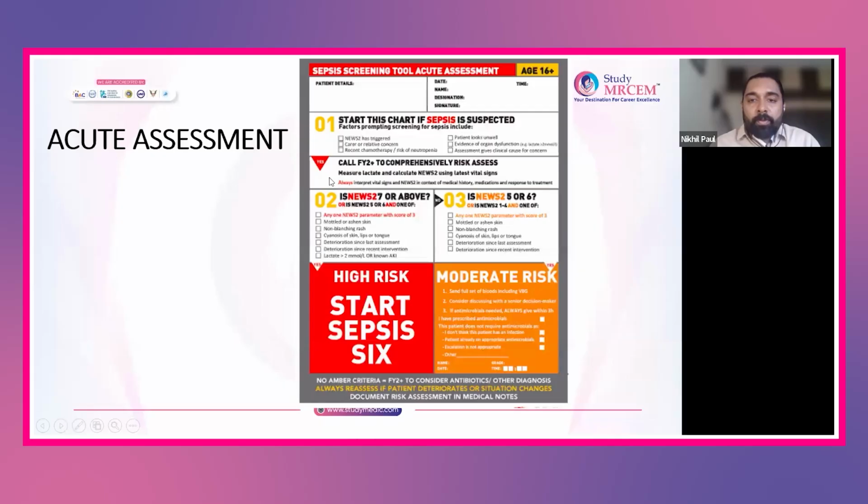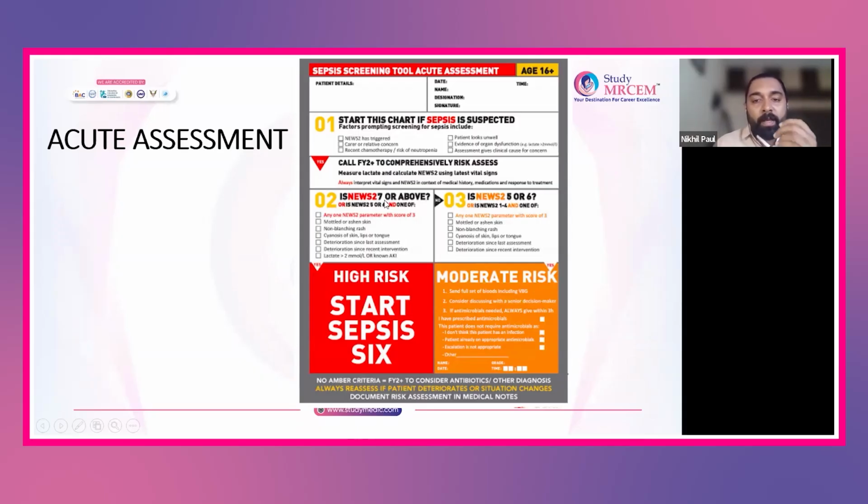So now any of these are present. Now we have to comprehensively assess risk. So we have to measure lactate and calculate NEWS 2 using the latest vital sign. Recheck the vitals once again and check the NEWS 2 score. Now the second, again, when you check the NEWS 2 score, if it is 7 or above, that means it's red. That is a red flag, or that is definitely sepsis, and you need to start the Sepsis-6 bundle. So here NEWS 2 is 7 or above, or is NEWS 2 5 or 6, and so if it is 7, definitely it's red.